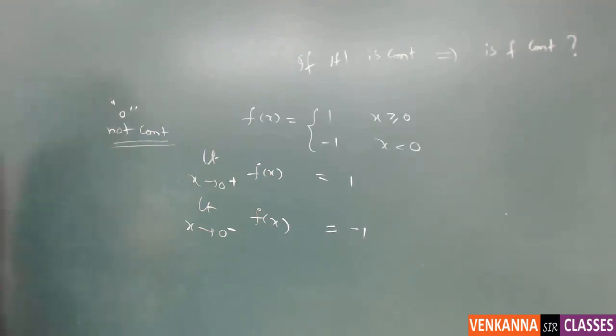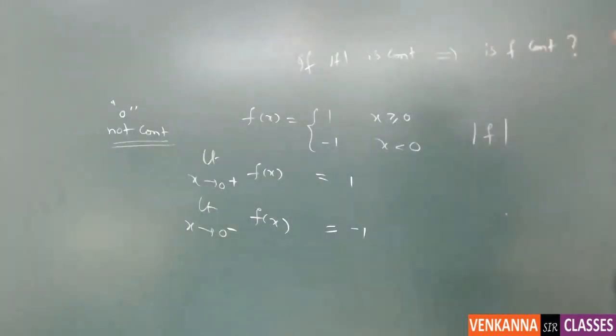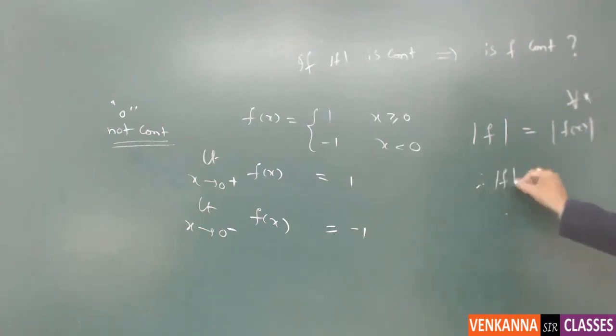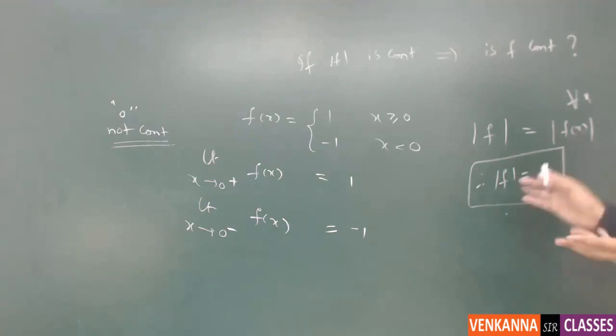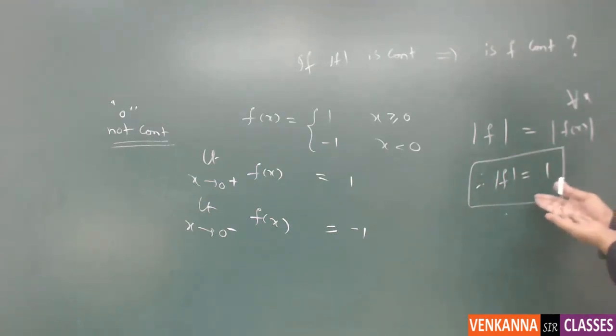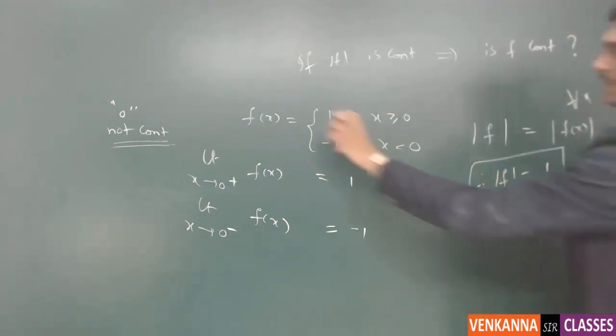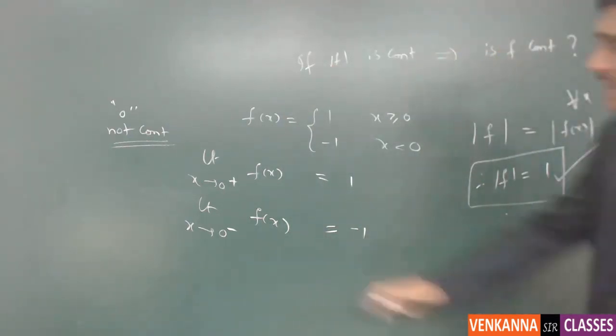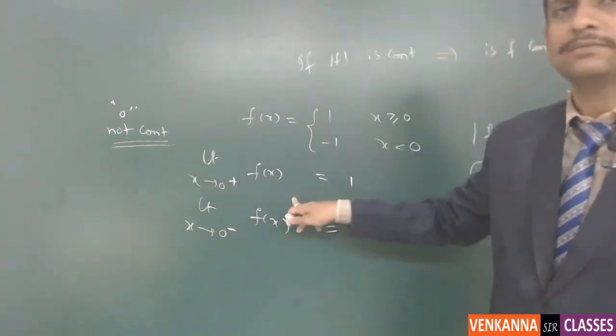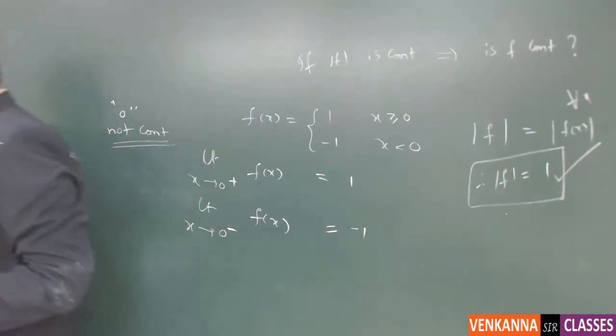Right. Now what happens if you calculate mod f? For the images you are putting modulus. Therefore, mod f is equal to 1. It is nothing but a constant function. So whatever value you take, 0, 1, 2, 3, minus 4, minus 2, minus 3, it is nothing but a constant function. So every constant function is continuous. So the example is, if you define f like this, mod f is nothing but a constant function, hence it is continuous, but the function is not continuous at the point 0. So this is the counter example, a very simple one.